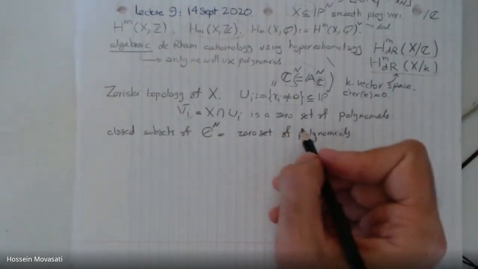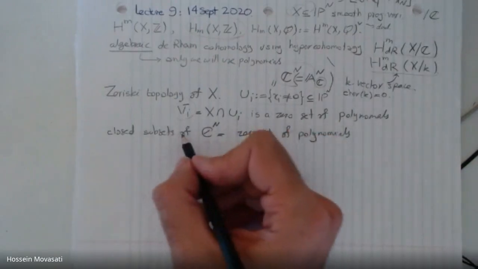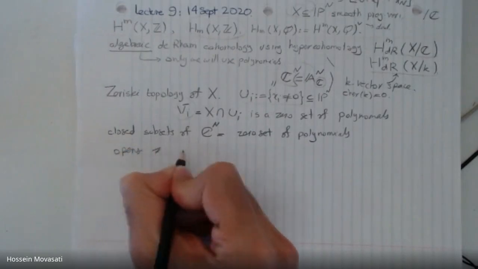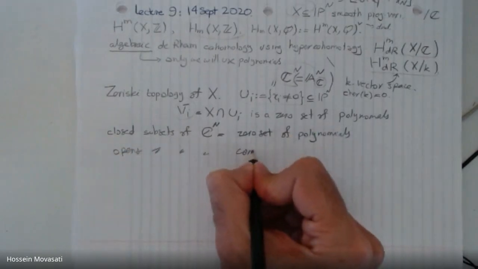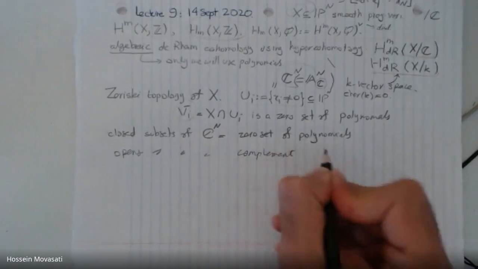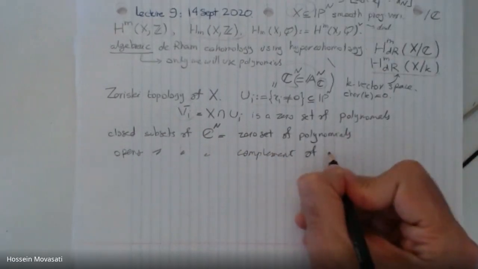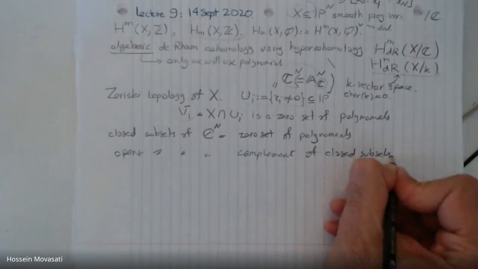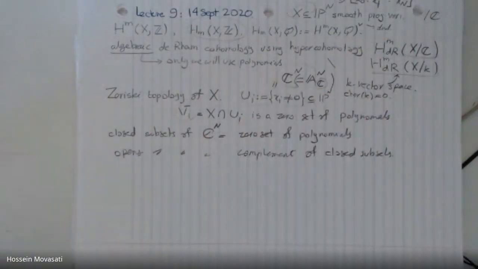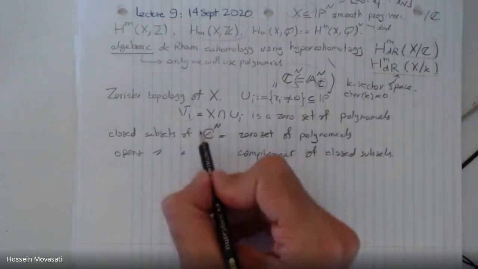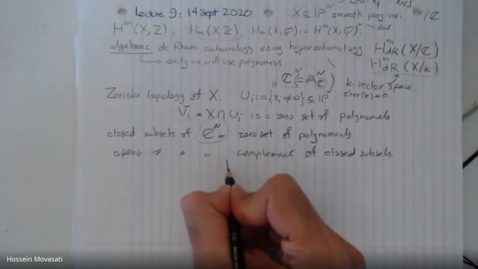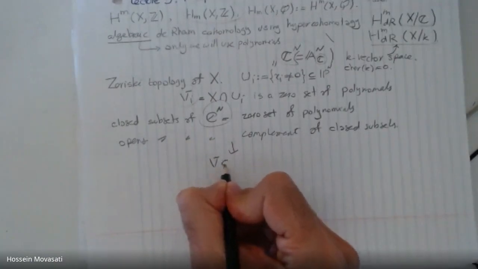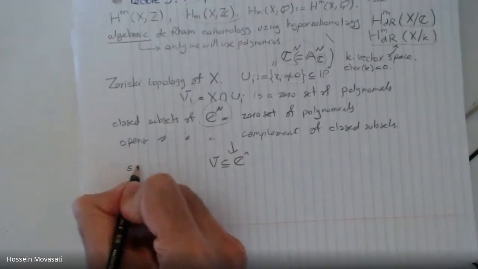So the zero sets will correspond to the closed subsets, and the open subsets of C^n will just be the complements of closed subsets. Then we have the topology for C^n, and from this one we have the induced topology on V, the variety.